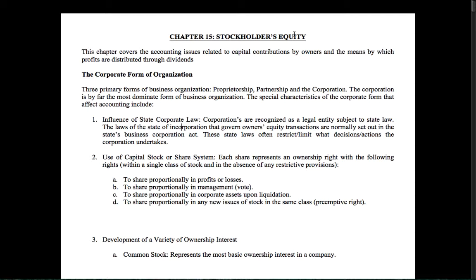The corporation, once established, is recognized as a legal entity subject to the state law in the state in which it is incorporated. These laws govern the owners' equity transactions and are normally set out in the State Business Corporation Act. The main thing to take away from the state law involvement in corporations is that they often restrict and limit what decisions and actions the corporation undertakes.